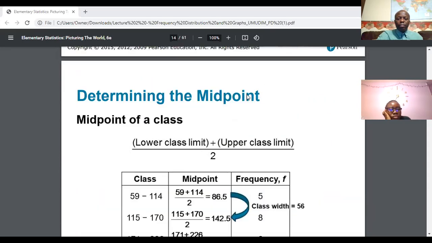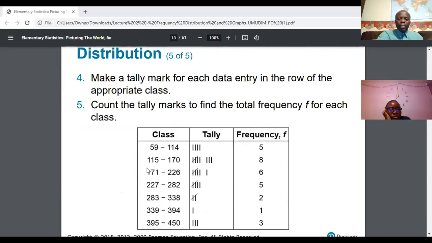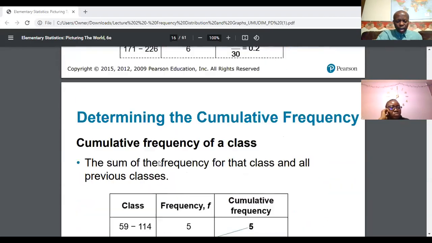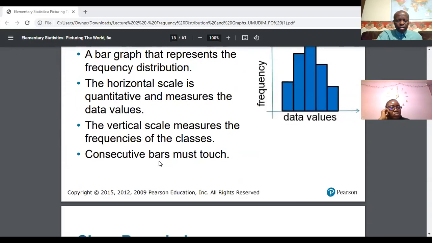As a matter of fact, you can use the class interval as well to draw the histogram, but it's usually better to use the boundary, because with the class interval, you can see from 59 to 114, then from 114 to 115, there's a small gap. So that gap, the boundary closes. So how do we get the boundary? I will show you in a minute.